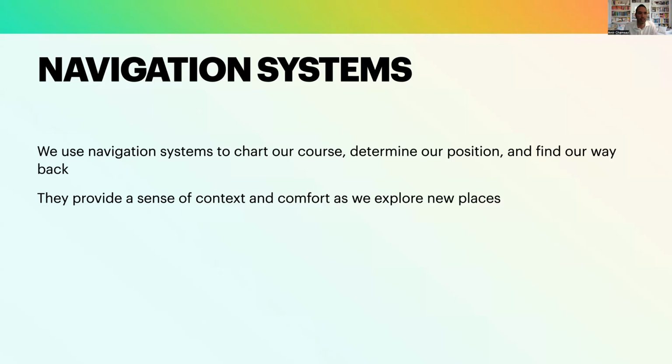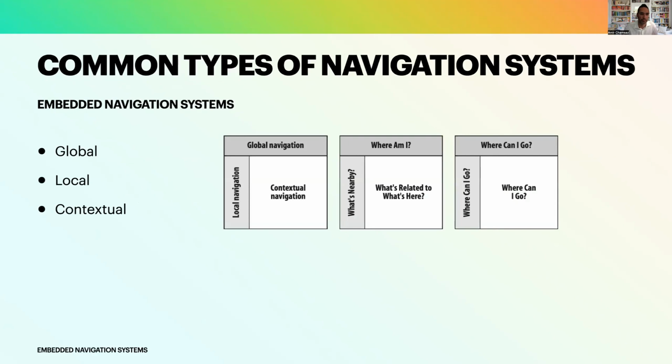When people arrive on a new website, a new product, they use the navigation system to understand where they are, find their way around, and look for what they're searching. Some common types of navigation systems are embedded navigation systems, and this whole navigation section talks about websites mostly. So websites have global, local, and contextual navigation.